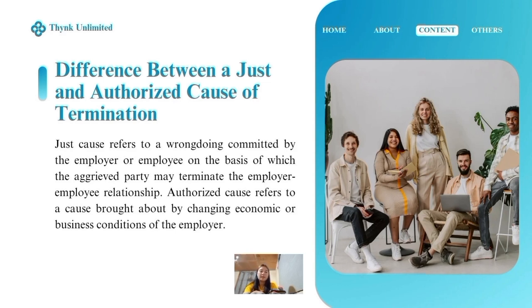An explanation of this is a just cause means the employee did something wrong, like breaking company rules, which leads to dismissal. It is based on the employee's fault or misconduct. An authorized cause happens when the company has a business or financial reason to let go of employees. This is not the employee's fault but is due to changes in the company's situation.